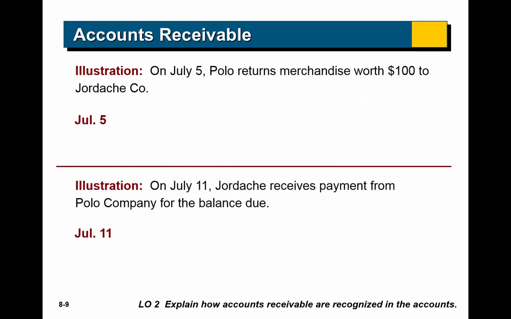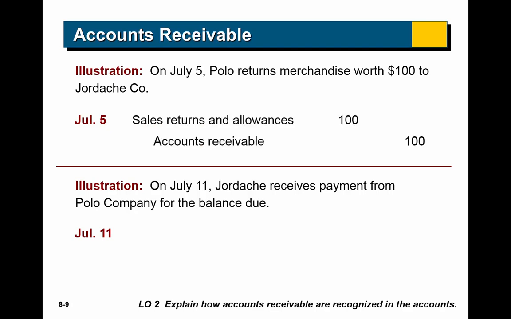On July 5th, Polo returns merchandise worth $100 to DoorDash. Okay, so they haven't paid us yet, but they return some merchandise. So what we have to do is reduce our accounts receivable by crediting it, and the debit goes on our sales returns and allowances account. We've already done that in previous chapters.